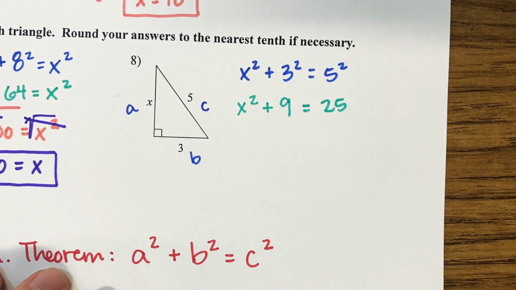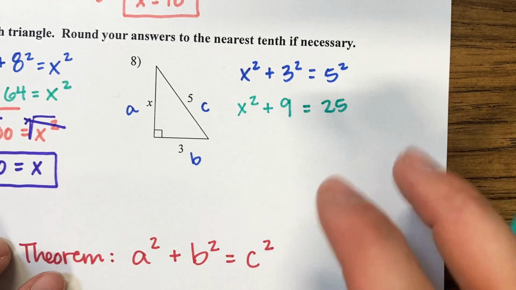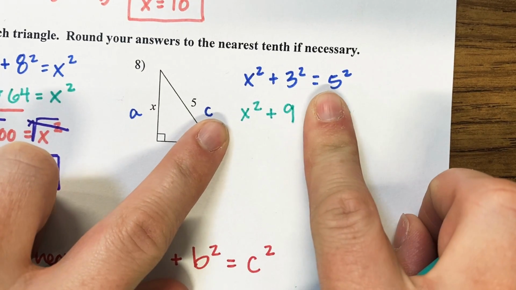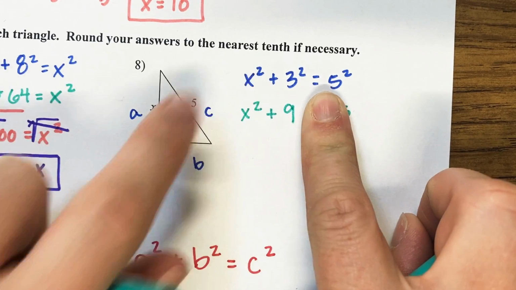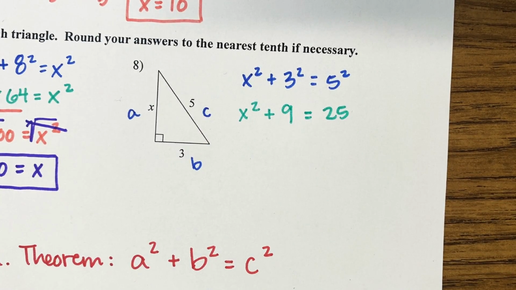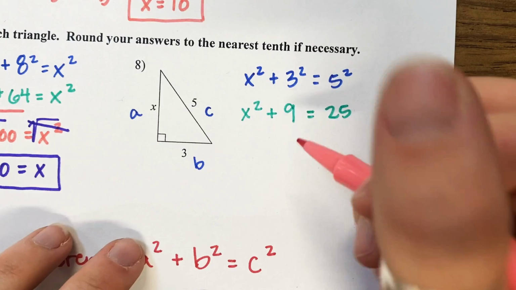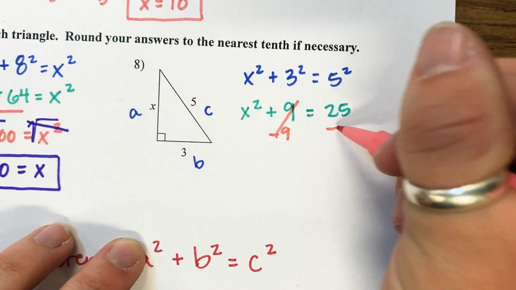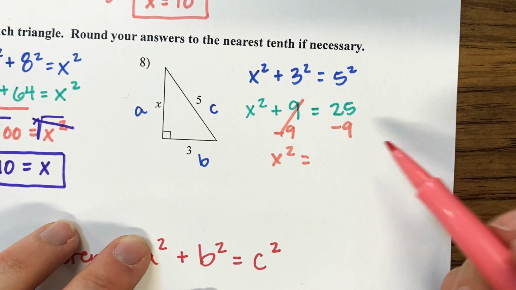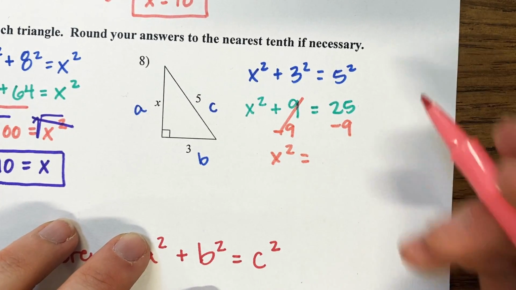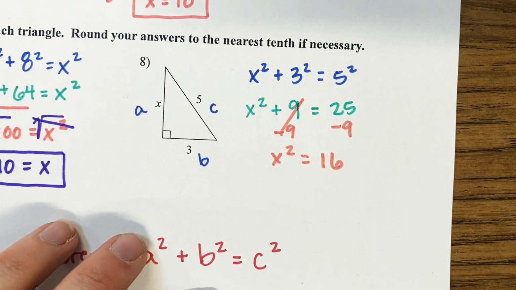Okay, now we got to solve for x. But look, there's a few things we got to get rid of on this side to get x by itself. First thing we got to get rid of is this plus 9. So what is the opposite of plus 9? We got to subtract 9. So I get x squared is equal to, what is 25 minus 9? 16.